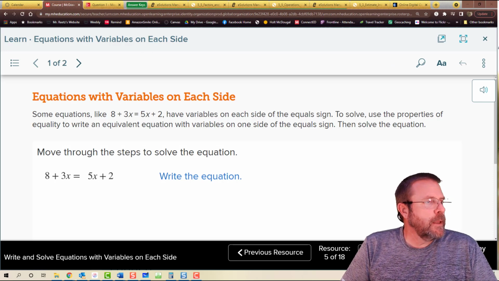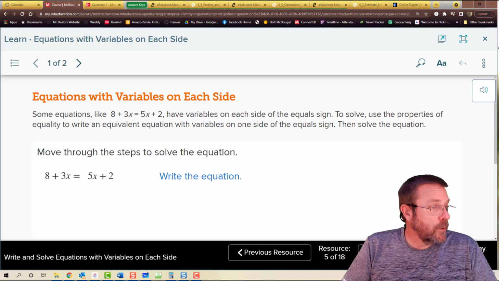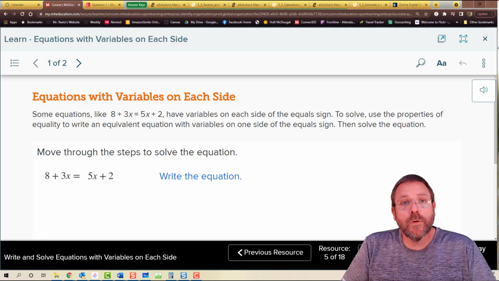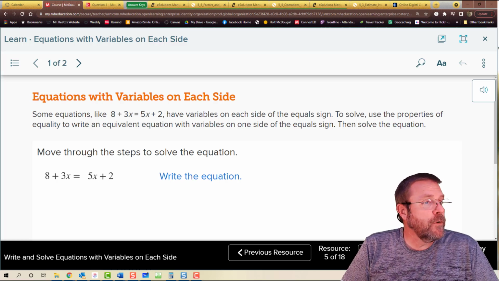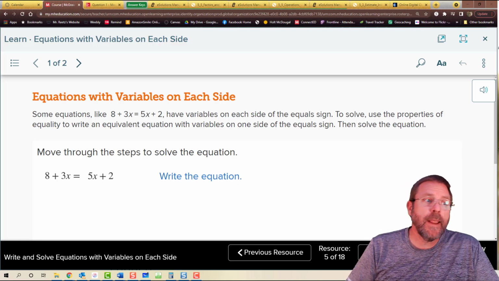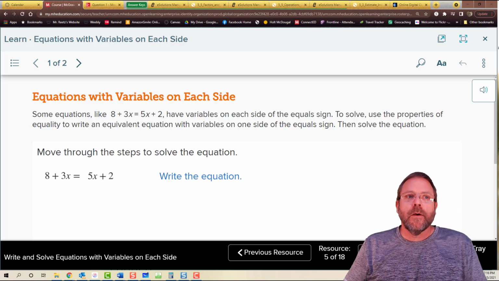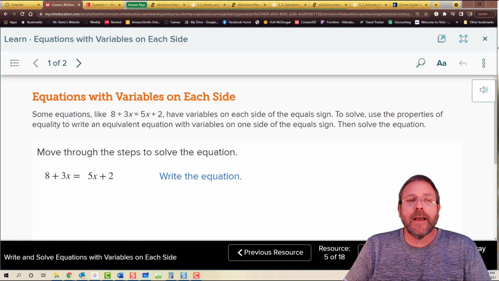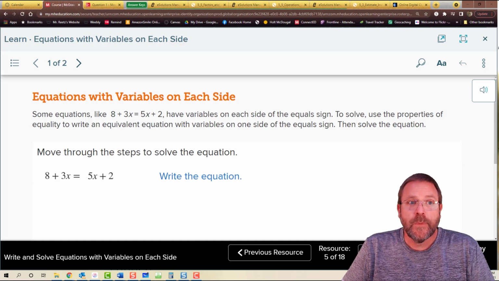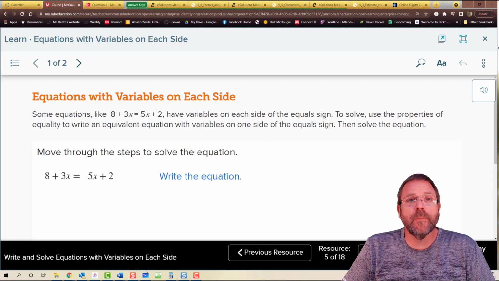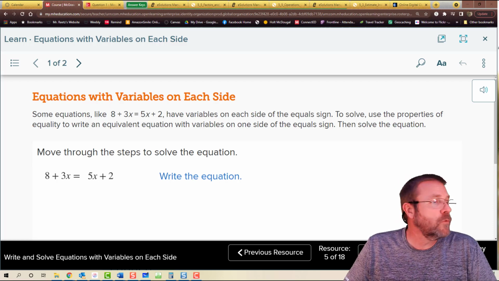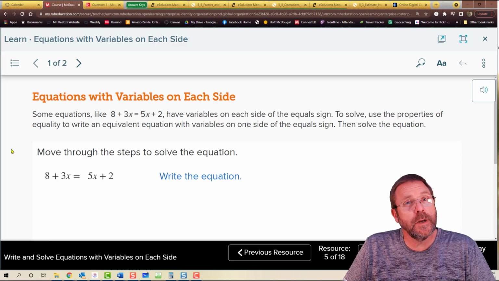Some equations, like 8 plus 3x is equal to 5x plus 2, have variables on both sides of the equal sign. To solve these, use the properties of equality to write an equivalent equation with the variables on one side of the equal sign and your non-variable numbers on the other side. Now, when I work these problems, I like to keep my variable numbers positive. It's up to you how you choose to do it, but I like to work it so that my variables stay positive. Don't have to, but it helps me.